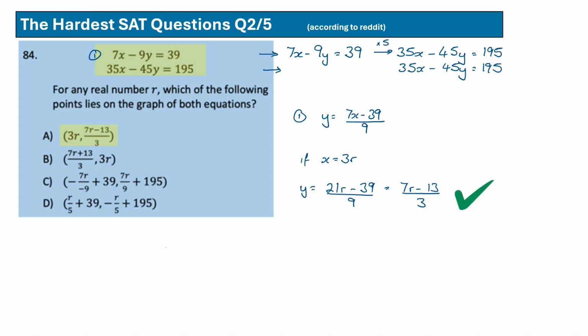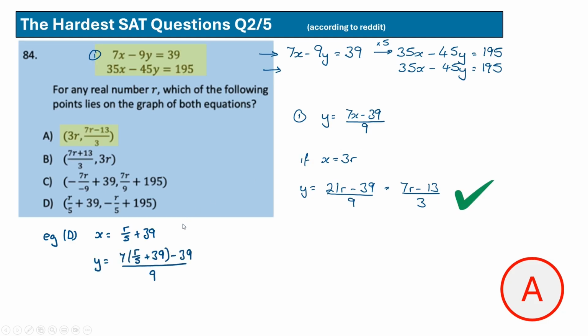Now, just to sort of prove the point, I can actually go a stage further. In an exam, like I say, I will just choose A here. I think A is the right answer. I'm happy with it. But just to demonstrate what I mean, let's take D. If I put the x value of D, which is r over 5 plus 39, into my y equation, well, something comes out, but it's not the something that I need. It's not the something I expect.